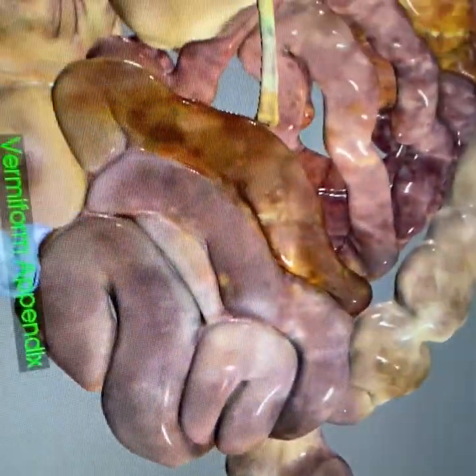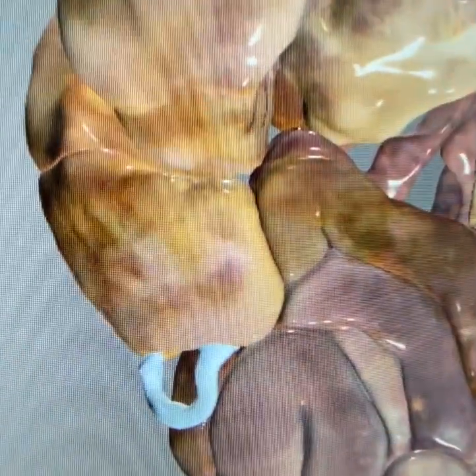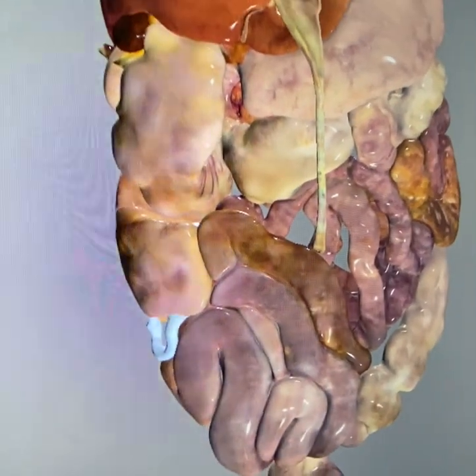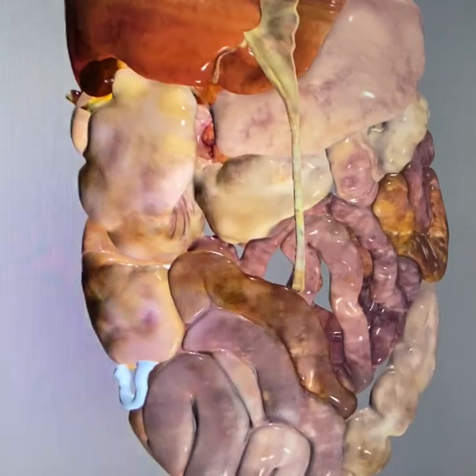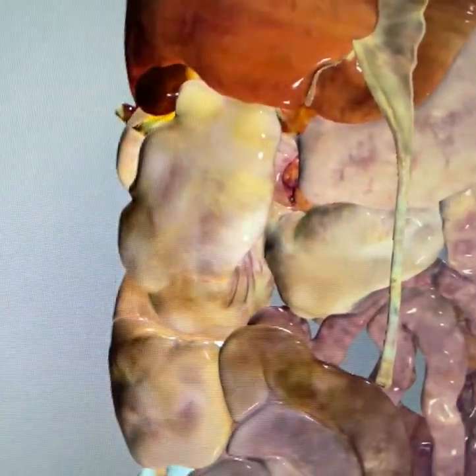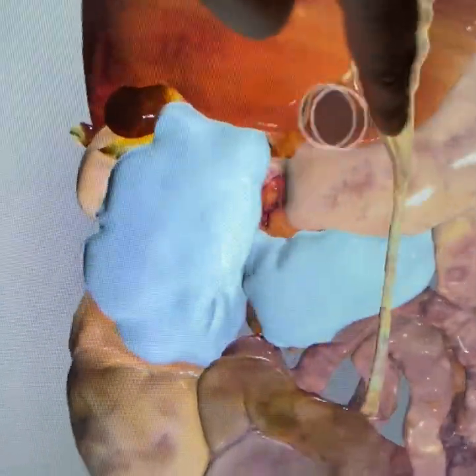This thing right here, that's your vermiform appendix. That's that little thing from your cecum that's sticking out. It is a vestigial organ. It serves no real purpose, but it can cause problems when it becomes inflamed in appendicitis. You have your ascending colon here. Notice the haustra or the outpocketing.